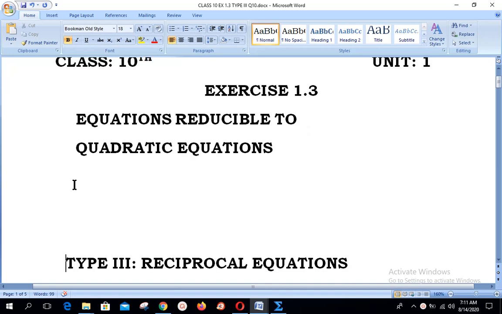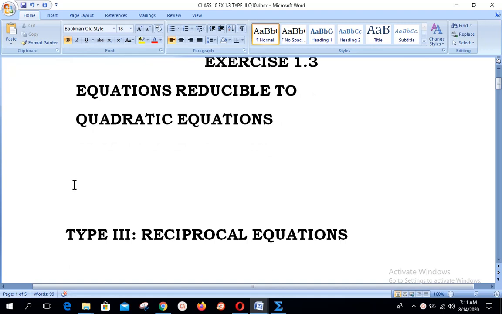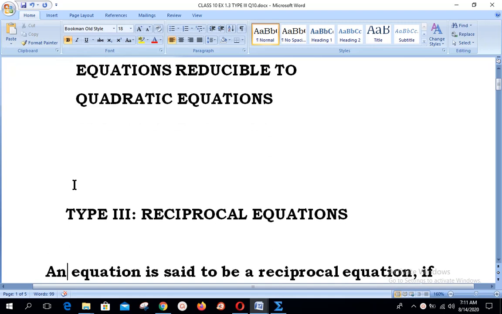Our today's type is type number 3. Its name is reciprocal equations. We will first define it and then we'll proceed to its solution pattern.